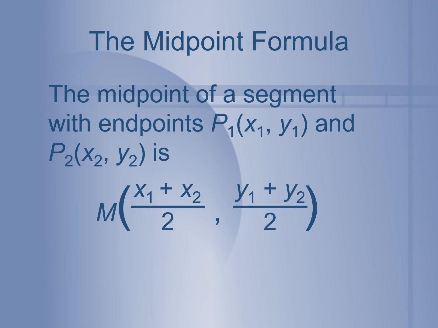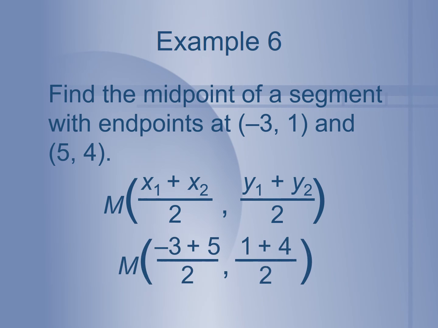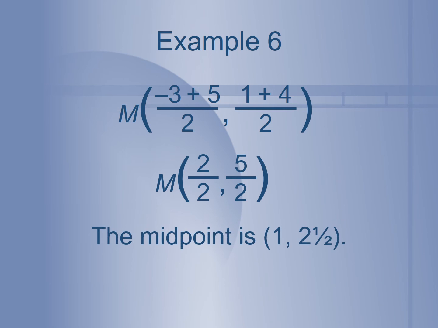So let's say we want to find the midpoint of (-3, 1) and (5, 4). First we'll add our x values together, so -3 plus 5, and then divide by 2. Then we'll take our y values, 1 plus 4, divided by 2. Once we simplify, we end up with 2 over 2 and 5 over 2, or (1, 2 1/2). That would be our midpoint between those 2 points.